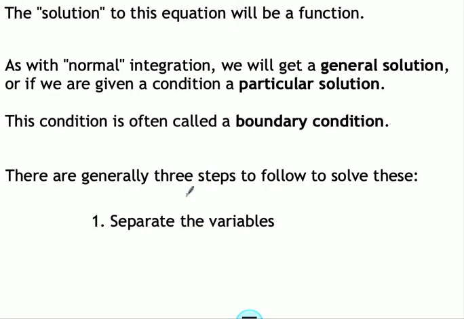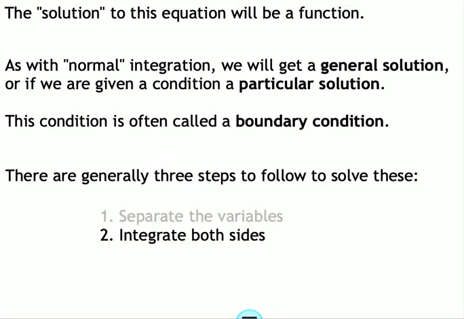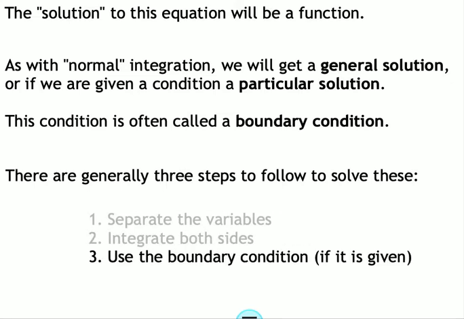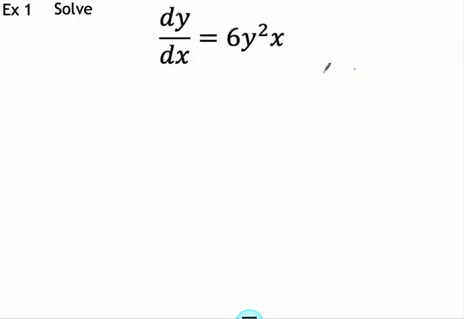So there are three steps generally of how to do this. Step 1: separate the variables, all the y's on one side, all the x's on the other. Step 2 is to actually then integrate both sides. And then our third step is to use some form of boundary condition if we have been given it. So let's go for it.